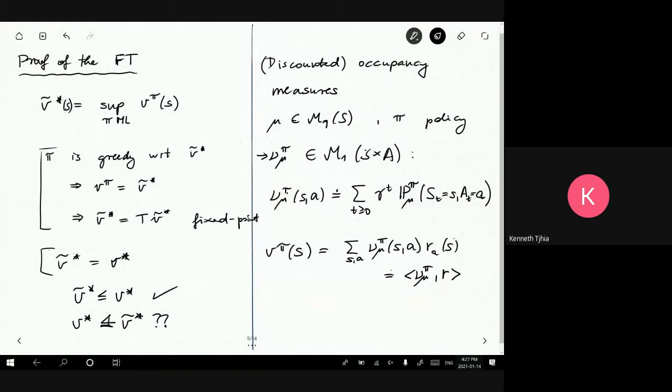So why is this true? Well, the value of a policy was defined like this. Right? And then I can just start to condition and then swap sums, pull out the comma. No, not this order.